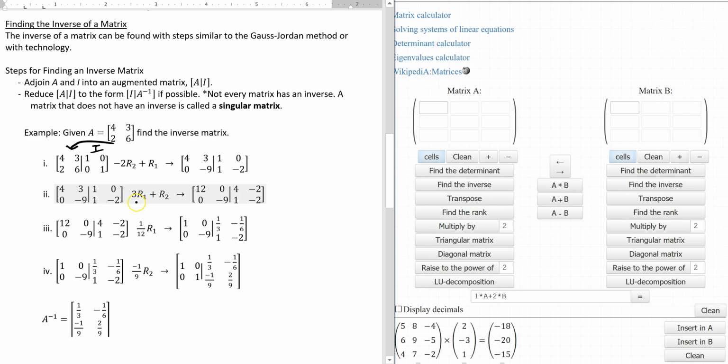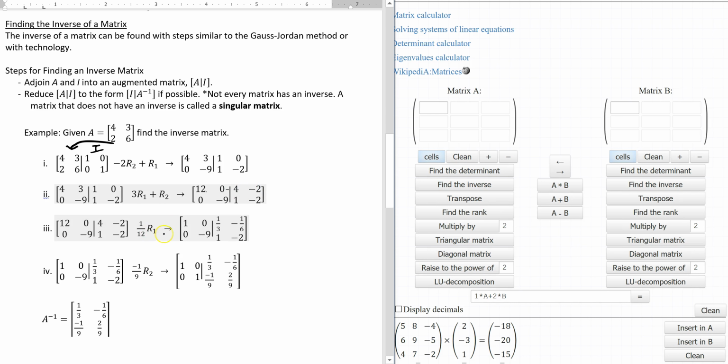Then I'm going to take 3 times row 1 and add row 2 to it. Now, the result is that my row 2 is staying the same, and I'm placing this arithmetic up in row 1. So now row 1 has a 0 in that second column. Getting closer to the identity matrix, I have my zeros, and now I need to change the 12 to a 1 and the -9 to a 1.